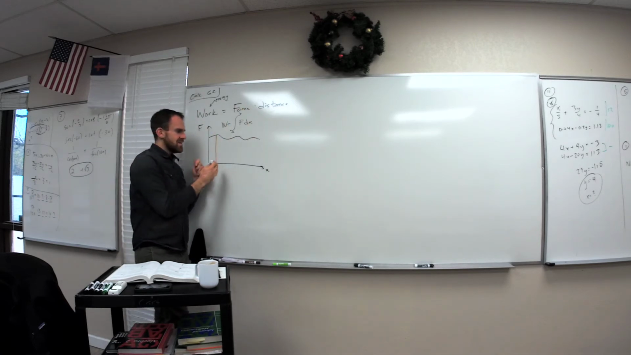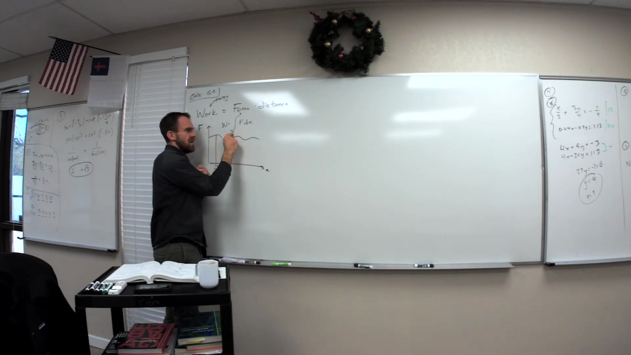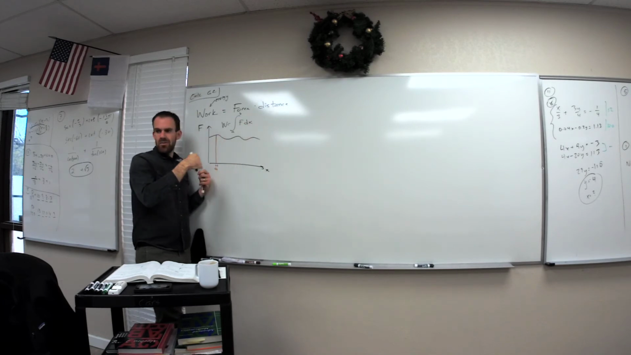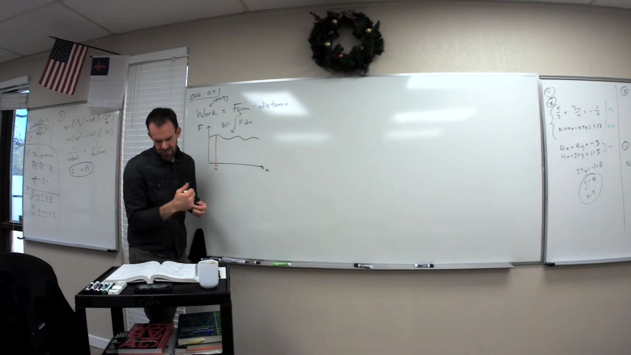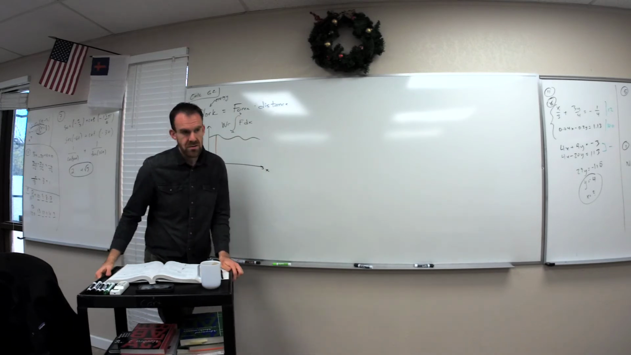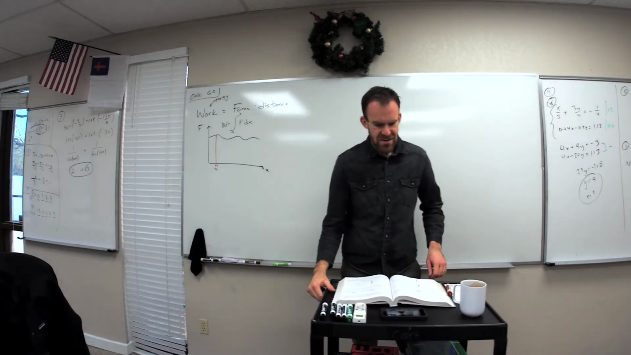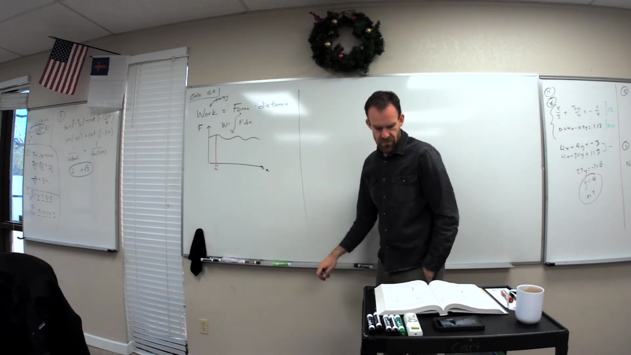So your dx is your distance. A and B are your starting and ending points, and you're going to integrate over that. So let's try a couple examples, and you'll see that this is super easy.